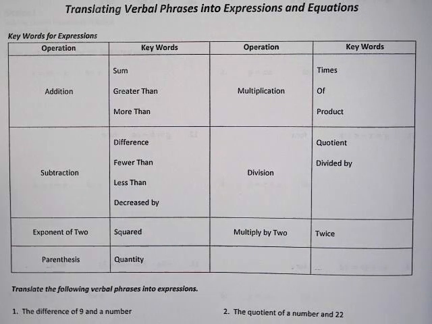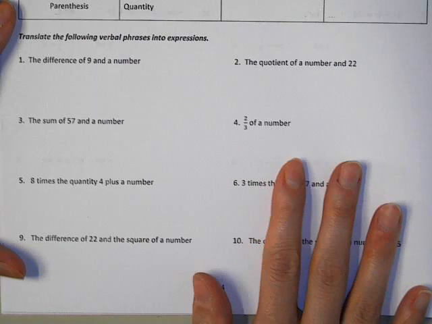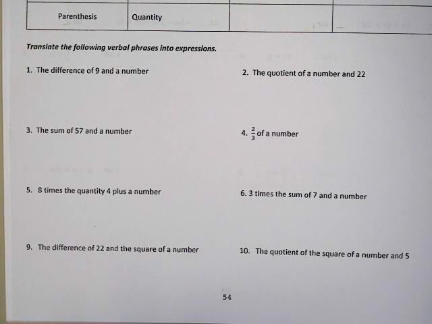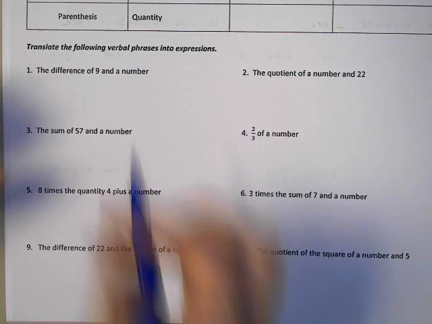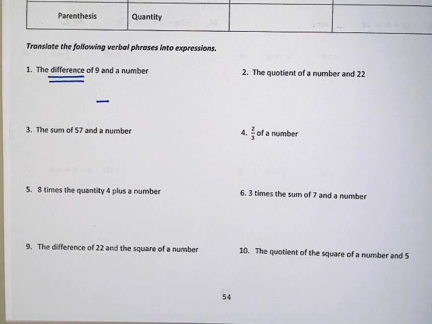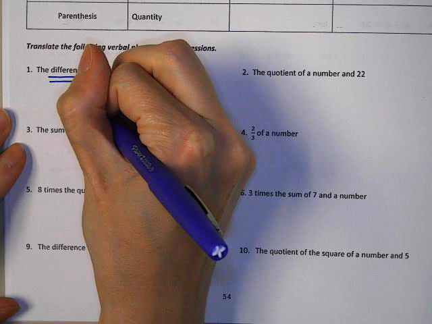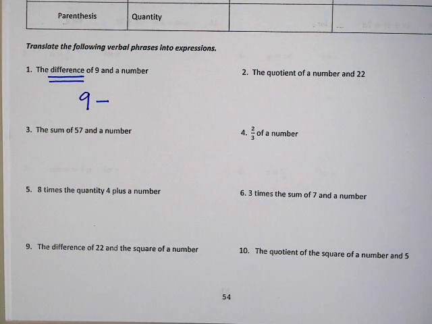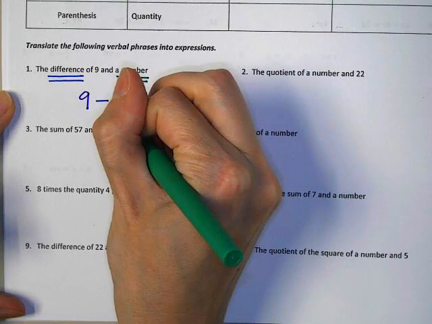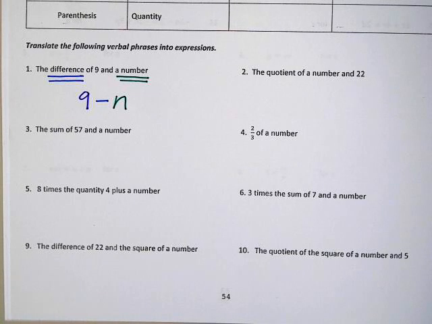Okay, so now that you know those key words and what operation they represent, let's see if we can translate some verbal phrases into mathematics. Okay, so number 1, the difference of 9 and a number. So if you look at your chart, difference means subtract. And then we're just going to go in order that they come. The difference of 9 and a number is going to be 9 minus, and then whatever variable you want to represent a number. I'm just going to use n, but you can use x. So that would be 9 minus n.